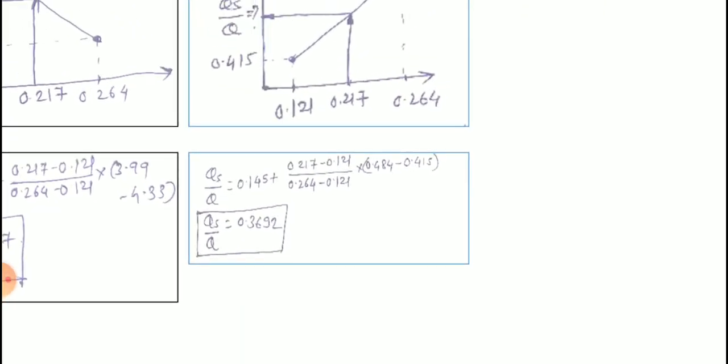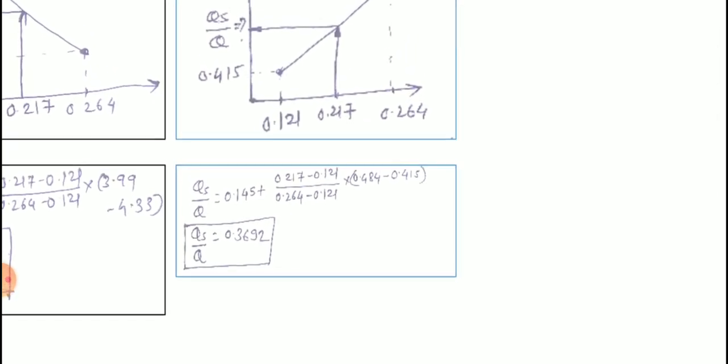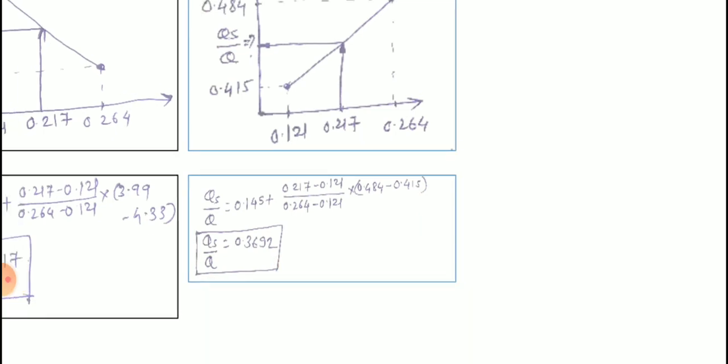Fine. So here y1 plus x minus x1, what is my x? It is 0.217 minus 0.121 upon 0.264 minus 0.121 into y2 minus y1, that is 0.484 minus 0.415. I'm getting qs by q is equal to 0.3692.